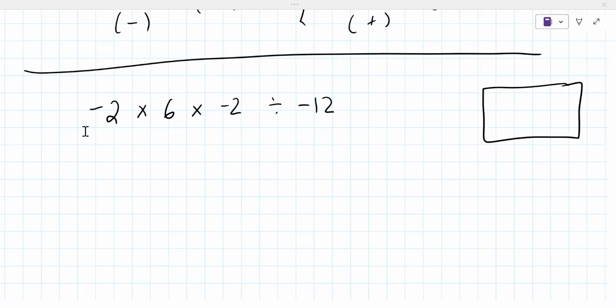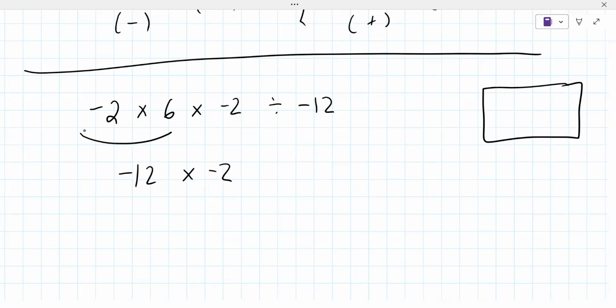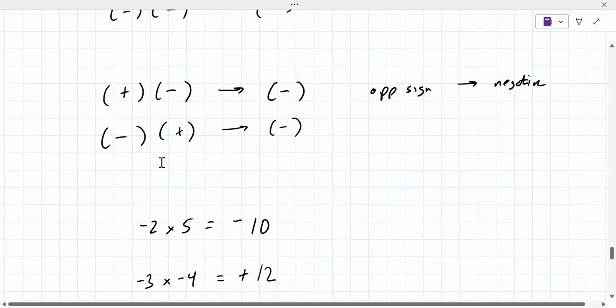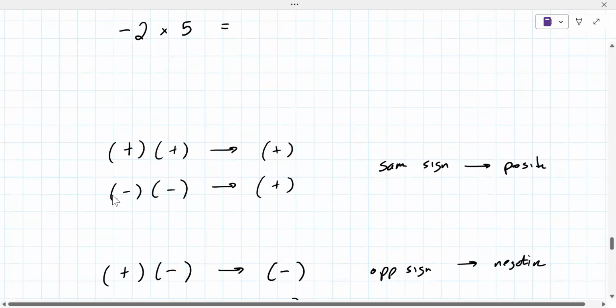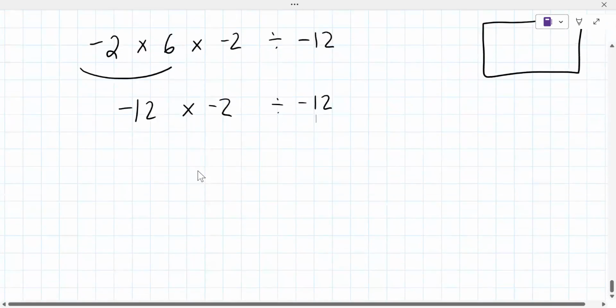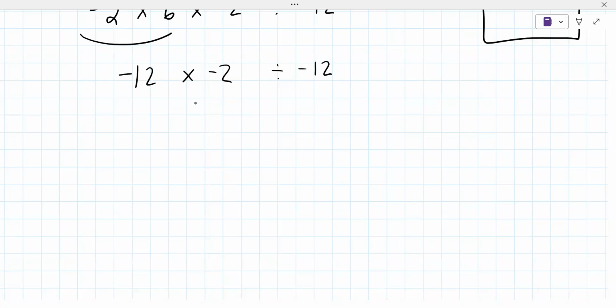Okay, let's start. -2 times 6. What is that? That should be -12. Okay, times -2. Oh, does it change to a positive? Well, we just covered that, right? You wrote that down in your notebook. If it's a negative times negative, what does it become? Positive. So what is -12 times -2? It should be positive.